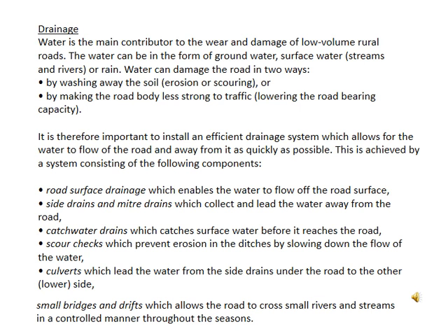And the scour checks, which prevent erosion in the ditch by slowing down the flow of the water. And the culverts, which lead the water from the side drain under the road to the other lower side. The small bridge and the drift, which allow the road to cross small rivers and streams in a controlled manner throughout the season. So these are the ways in which we provide the drainage.